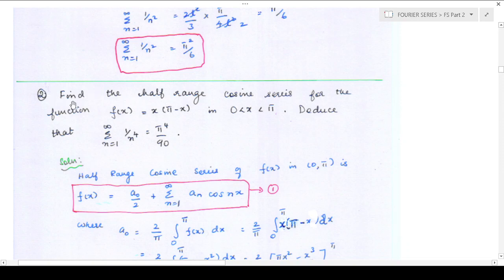Right, now we are going to see the second question. Find the half range cosine series for the function f of x equal to x into pi minus x in the interval 0 to pi. Deduce summation n equal to 1 to infinity 1 by n power 4.